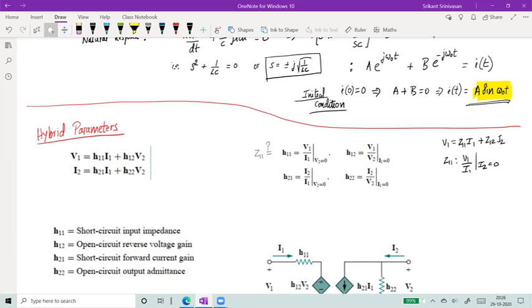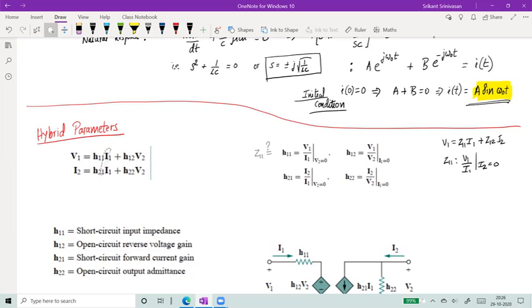Similarly, since we have V2 equal to 0, let's eliminate this term also. And H21 is given by I2 divided by I1. So H21 is I2 by I1 when V2 is 0. That means when you are short circuiting the output side, what is the current gain? So H21 is the short circuit forward current gain. What is I2 divided by I1? I1 is going forward and becoming I2.